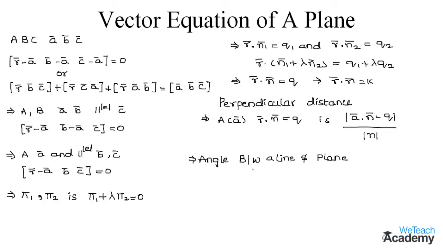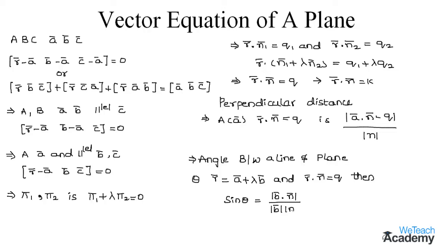And then next we have the formula for the angle between a line and a plane. So let us consider if theta is the angle between the line r bar is equal to a bar plus lambda b bar and the plane r bar dot n bar is equal to q, then sin theta is equal to mod of (b bar dot n bar) divided by mod b bar into mod n bar.